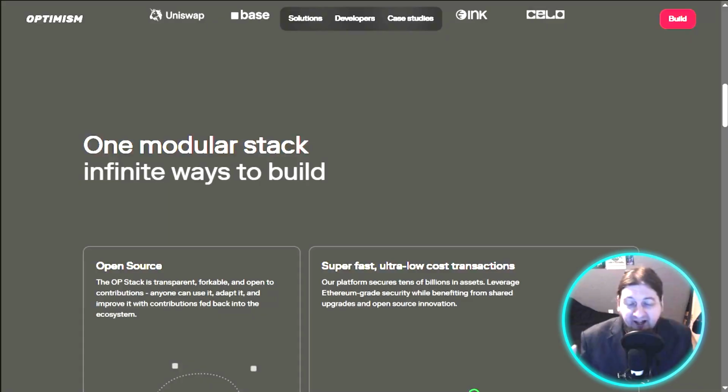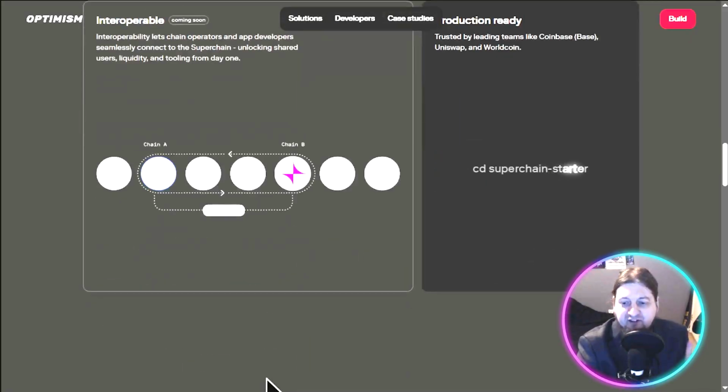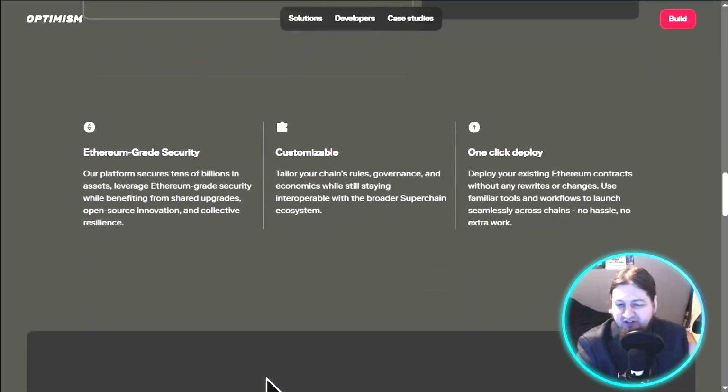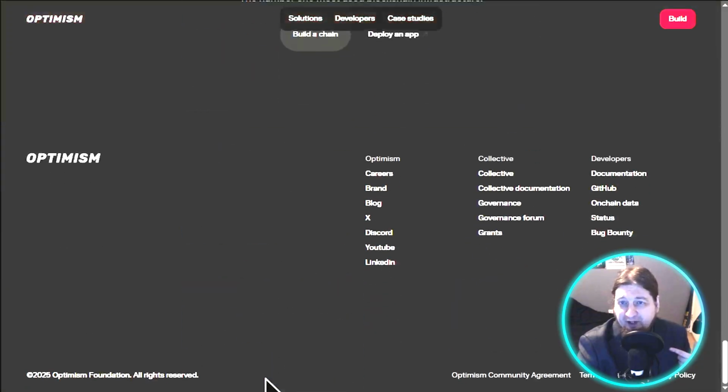Now, this focuses on scaling Ethereum's ecosystem while funding public goods. And it also has strong backing from Coinbase and major developers. And some real-world examples would be Coinbase's new layer 2, Base, which is built on the Optimism stack, driving massive adoption. So I think that this is going to be a great project.